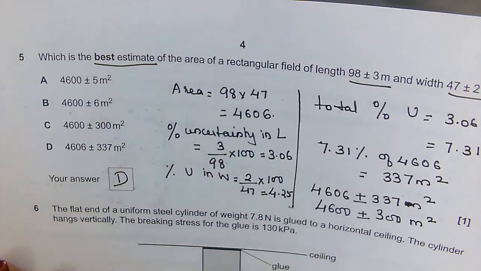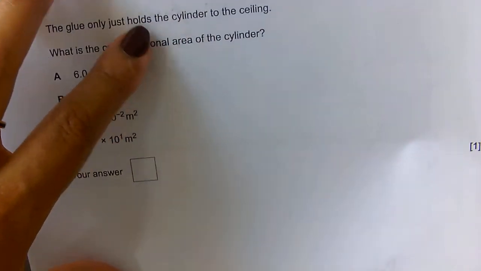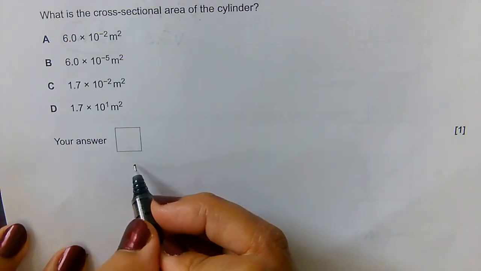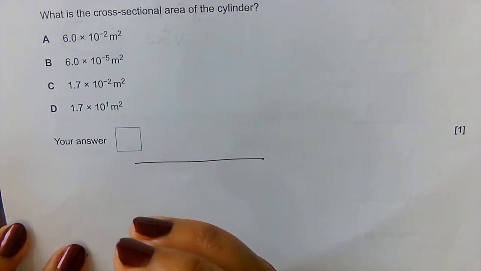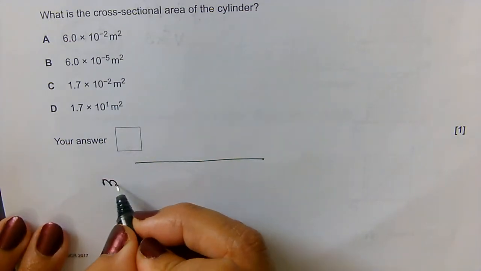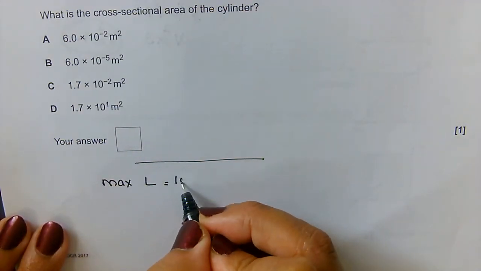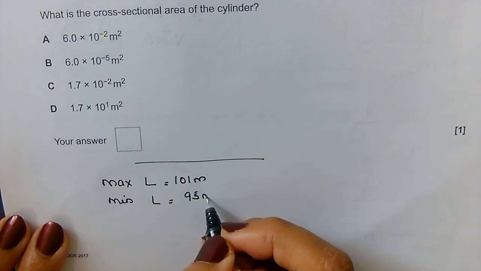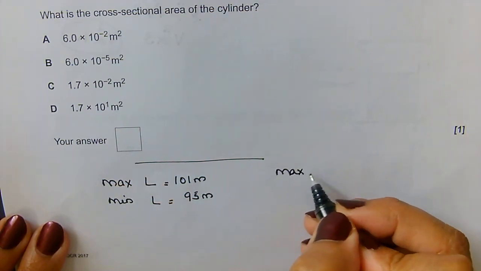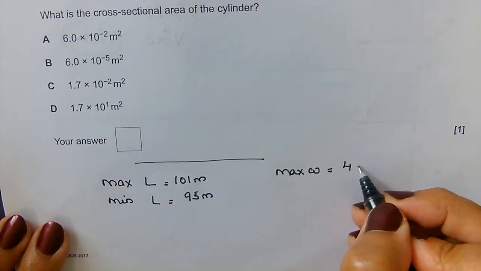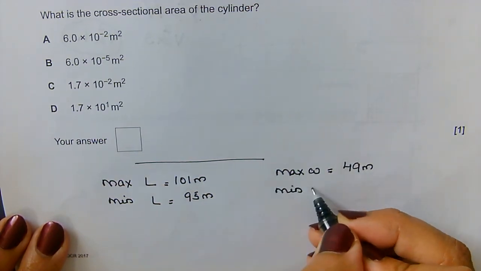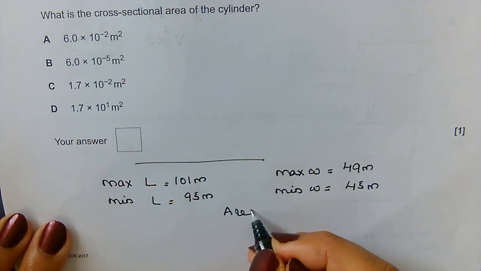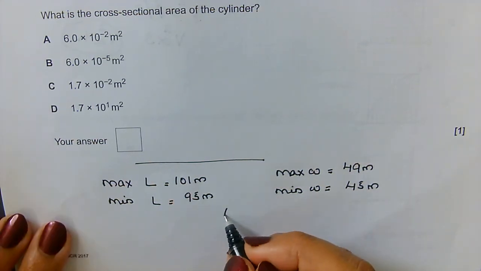I know some of you are not comfortable writing it this way. In that case, for those who are not comfortable writing it that way, there is another way you can do it. You can always go for the maximum and minimum values. So the maximum length is going to be 101 meters, and the minimum length is going to be 95 meters. Then maximum width is going to be 49 meters, and minimum width is going to be 45 meters. Area doesn't change.